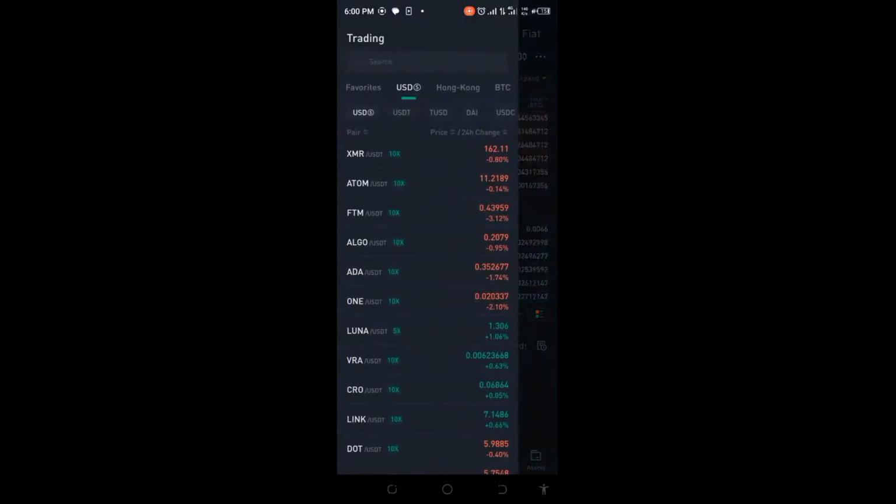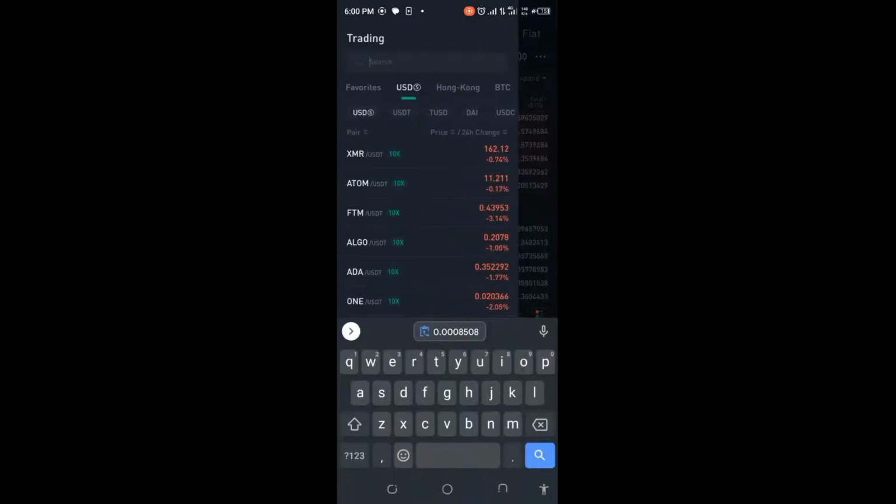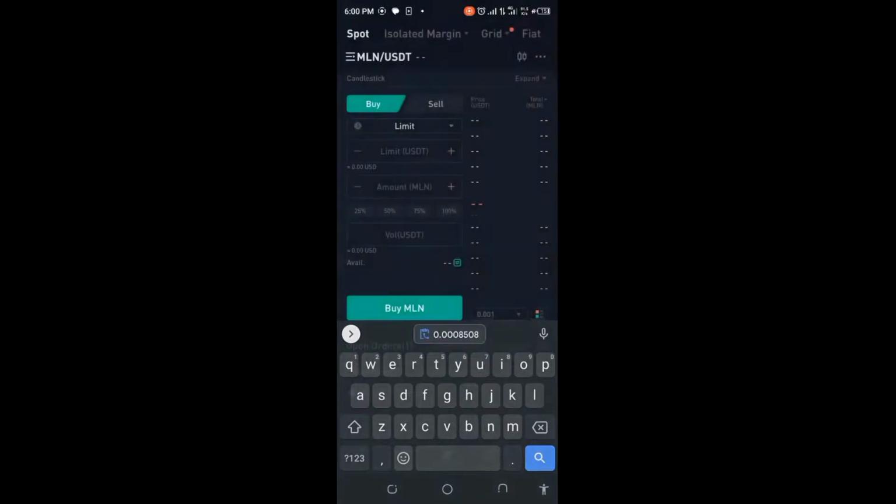So let's go ahead and try to get this sold to MLN. Is it MLN? Okay, let's try and see. Wow, you can see this. Okay, but what if I try to sell it to USDT? Let me try.